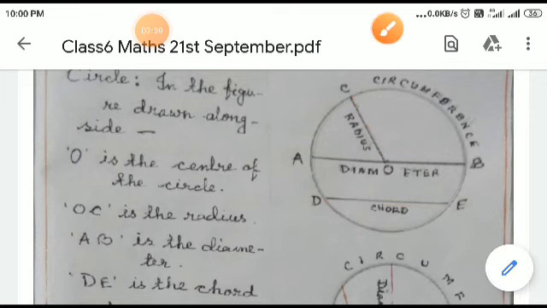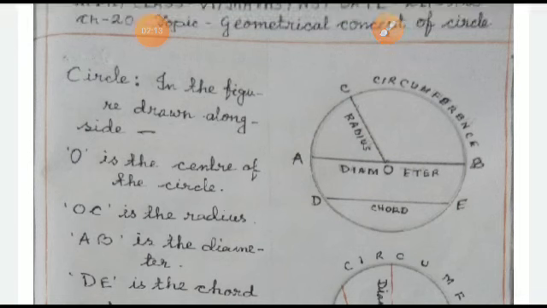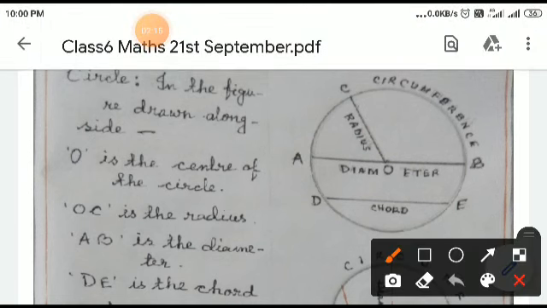Again, see the 2 points A and B. Joining the points A and B, we get a line segment that passes through the center O. This is called the diameter of the circle. So, we can say the diameter is the chord of the circle that passes through the center of the circle. And the distance around the circle is called the circumference of the circle.